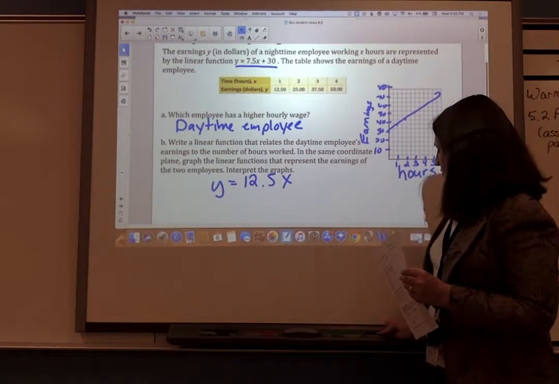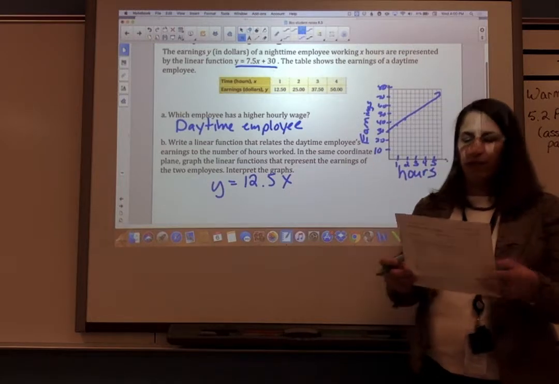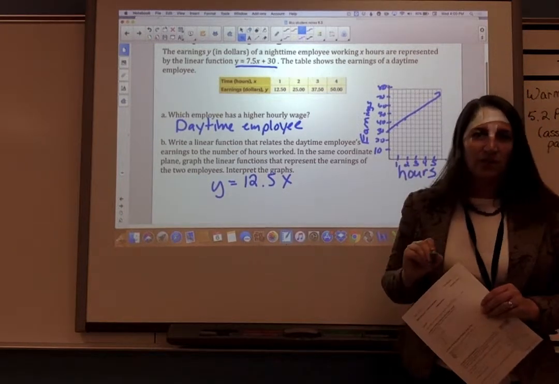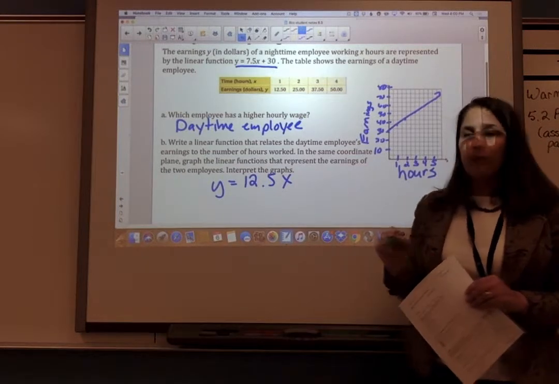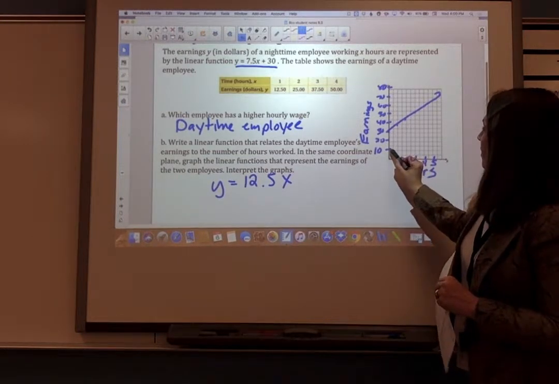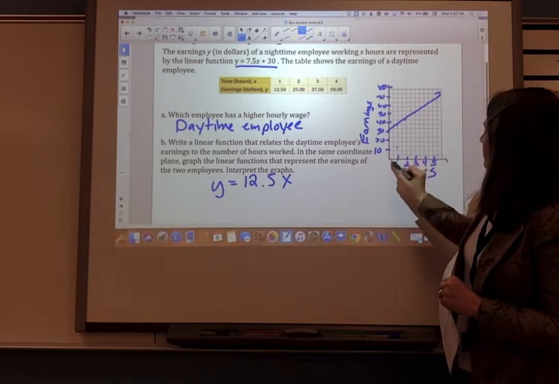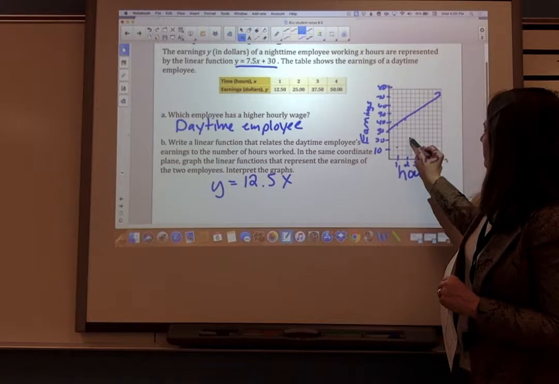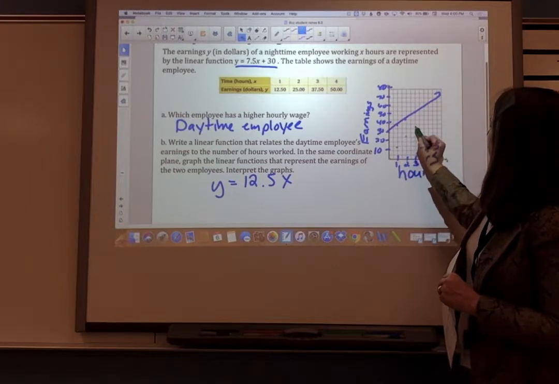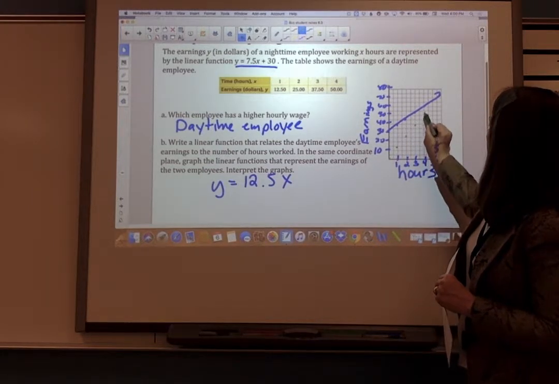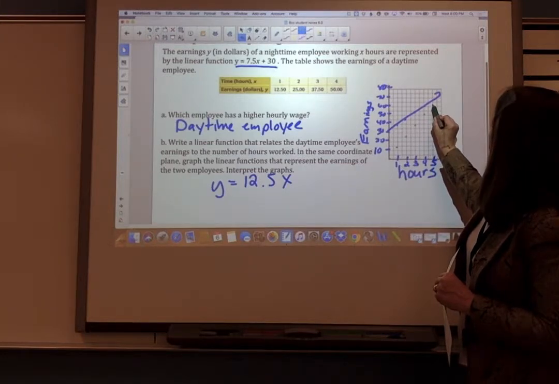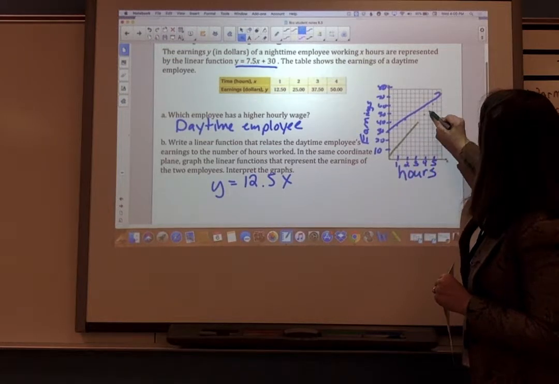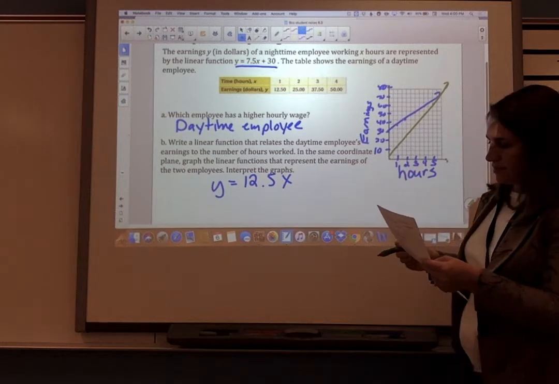All right, let's go ahead and do the daytime employee. I'll do that in a different color. We know that our daytime employee is a proportional relationship. It starts at the origin, and we're going to go up $12.50 every hour. So about 2.5 squares on here. Okay, so it looks like this.